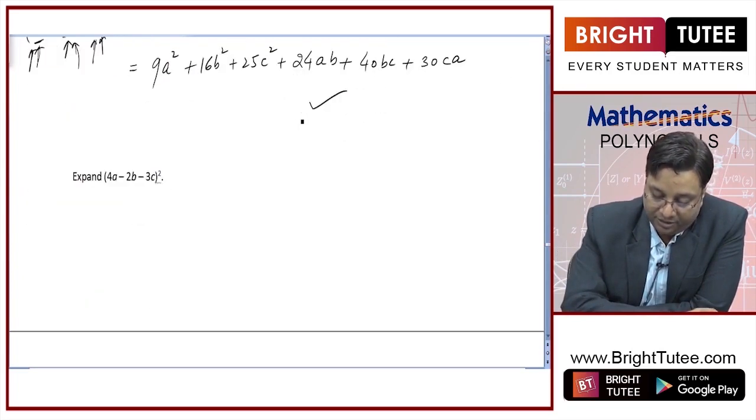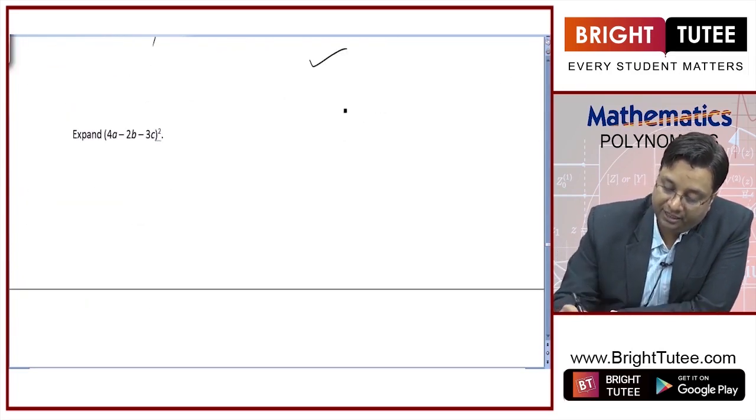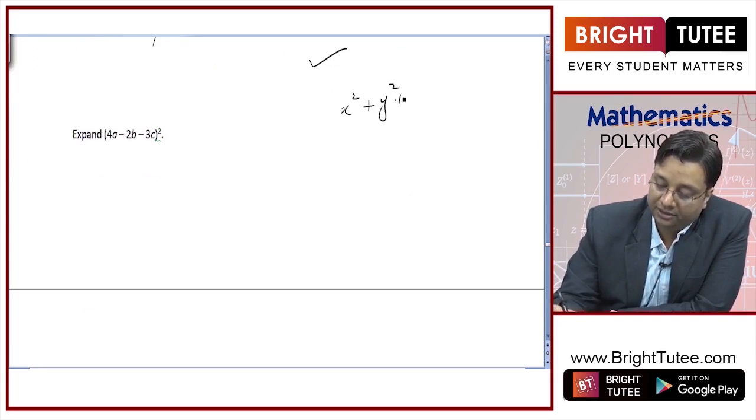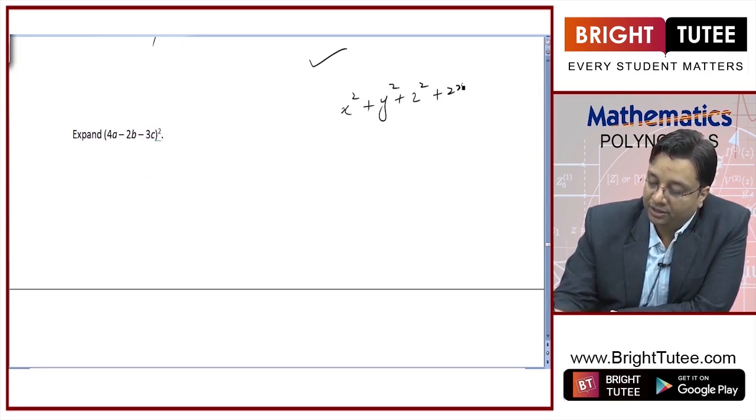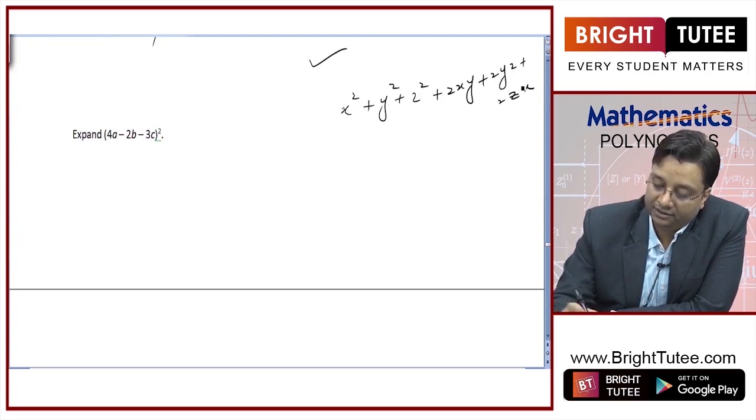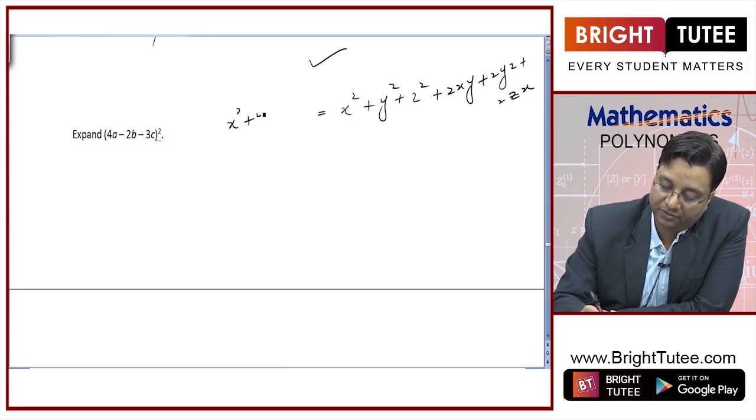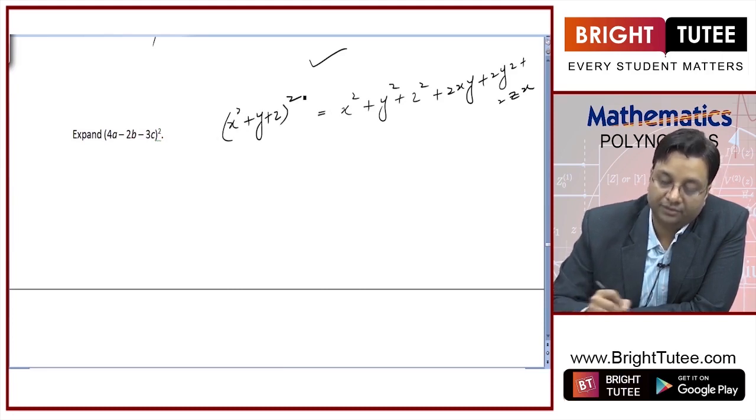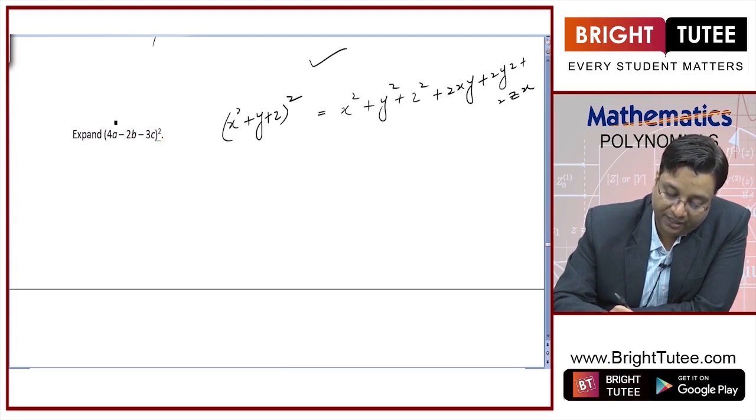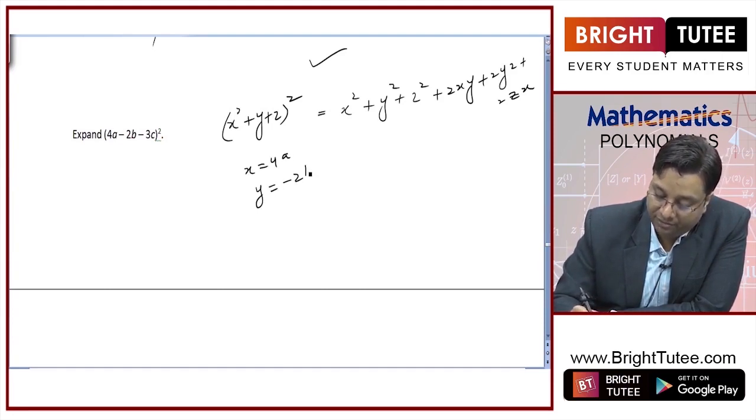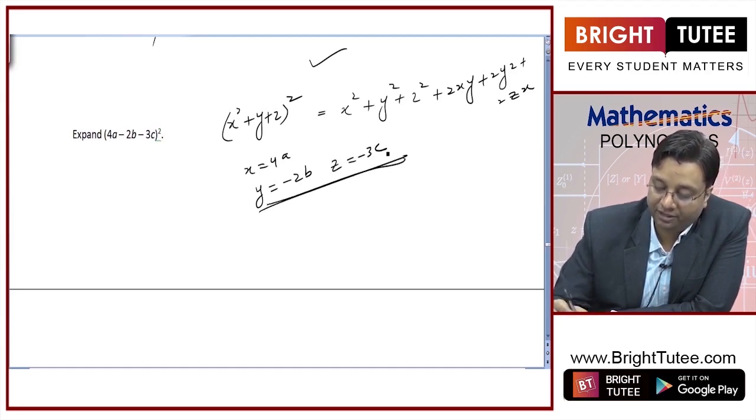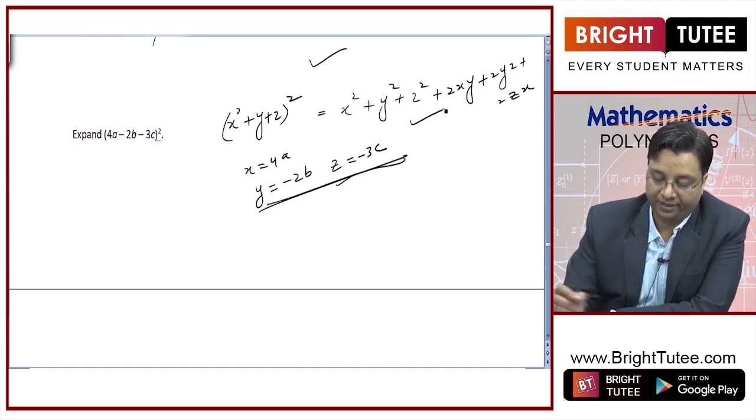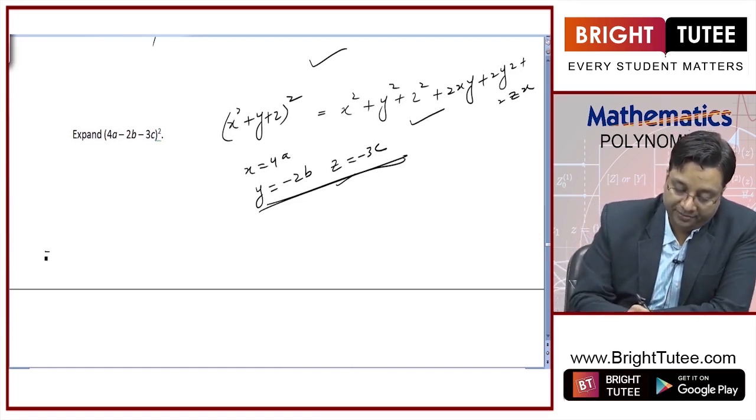Again in the next question also I will use the same identity, x square plus y square plus z square plus 2xy plus 2yz plus 2zx, it is equal to (x + y + z) whole square, right. But in this case x is equal to 4a, y is negative 2b and z is minus 3c. So you need to take care when you put these values here. Okay, so I am doing it directly.